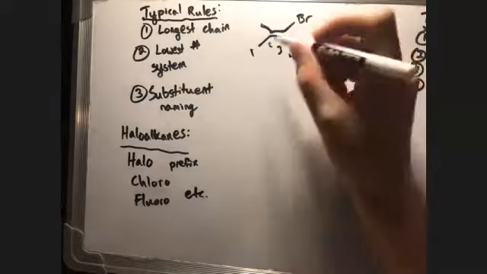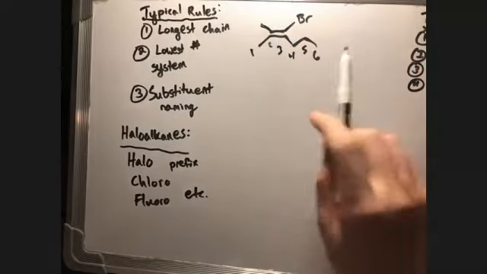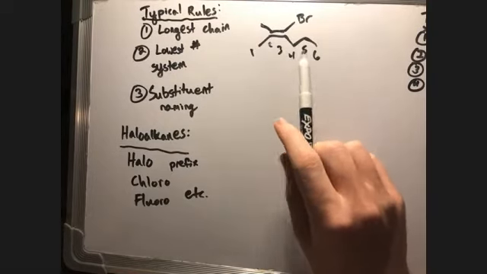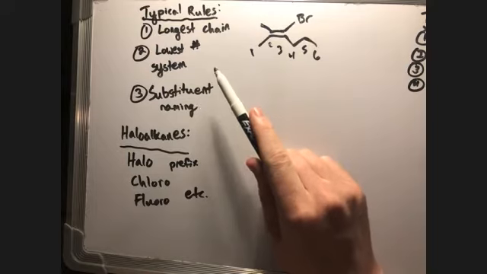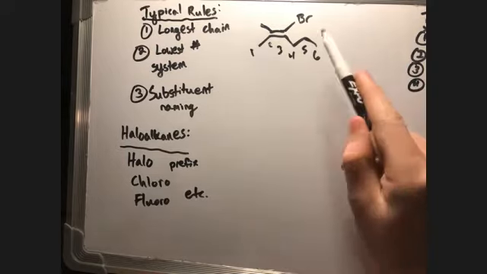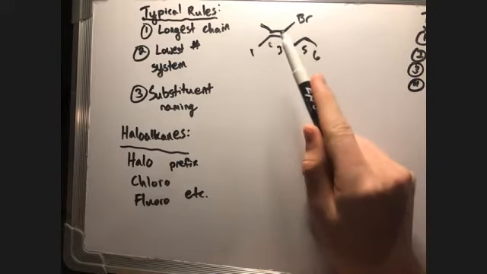Why do we have to go left to right instead of right to left? It's because the alkene, which is our priority here for our second rule, needs to have the lowest number that it can, which in this case is 2. Whereas if we go right to left, it would be at 1, 2, 3, 4. So 4 is greater than 2.